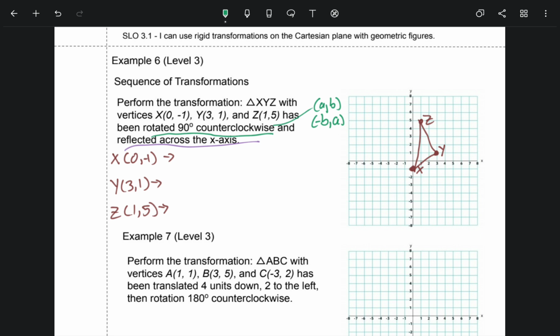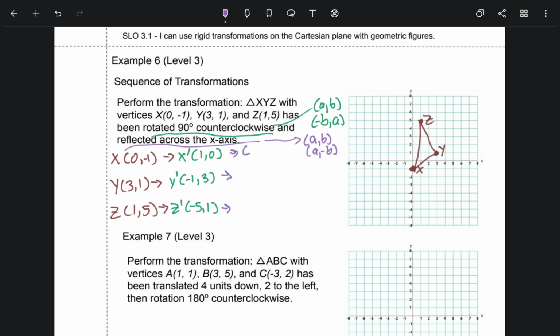So for 0, -1, that will become 1, 0. For 3, 1, that will become -1, 3. And then for 1, 5, that will become -5, 1. Now we aren't done yet, because now we have to reflect across the x-axis, which just changes our second coordinate sign.